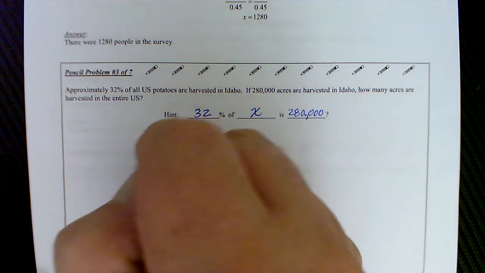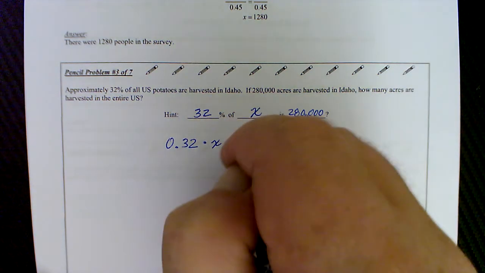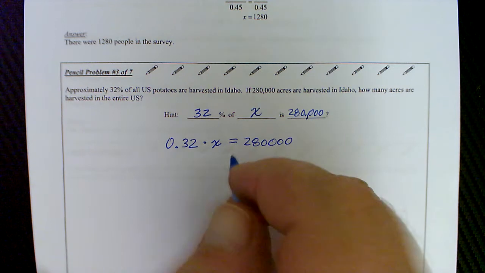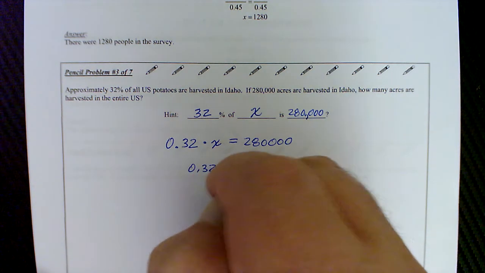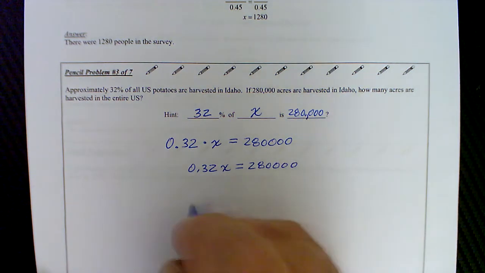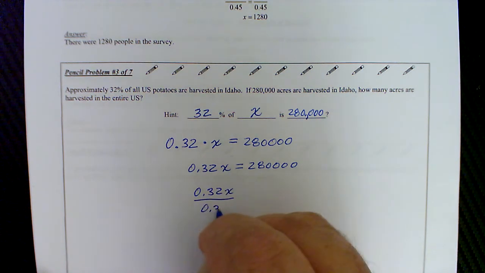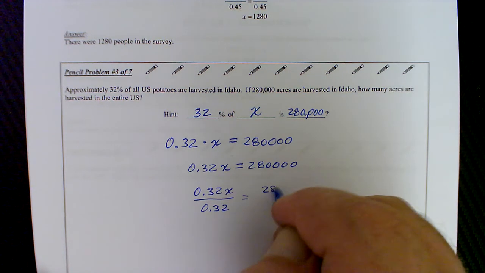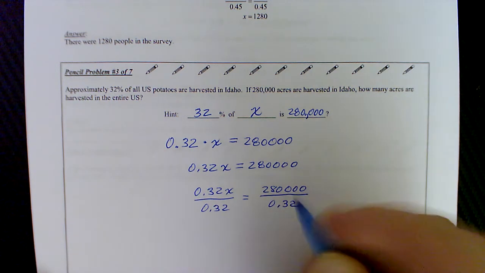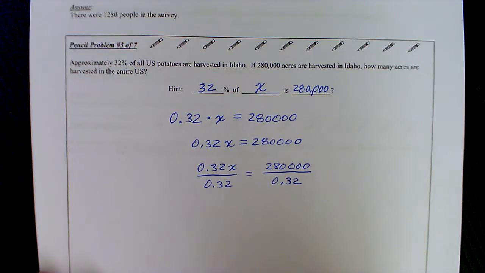Okay, translate. Again, change the percent to a decimal, 0.32, 2 places to the left, of means multiplied, X, is means equals, 280,000. Okay, we're going to divide. You can write this without the multiplication symbol. I just wanted to make sure we were clear. But now, division. So divide by the 0.32. Again, I always take this extra step to show it literally, the division. I've mentioned many times in the videos where I know most of you are just going to, from this step right here, just draw a line underneath and write the 0.32 and then finish it up. So that's fine as well.